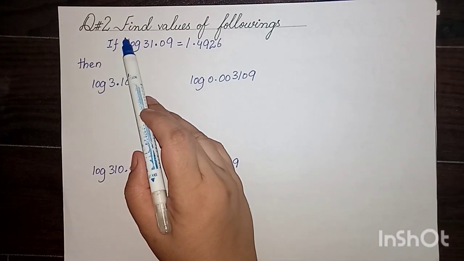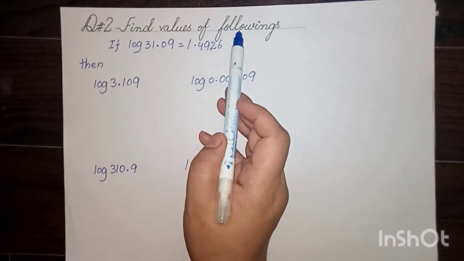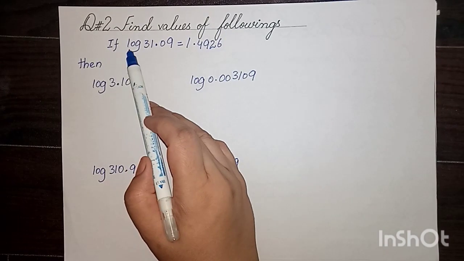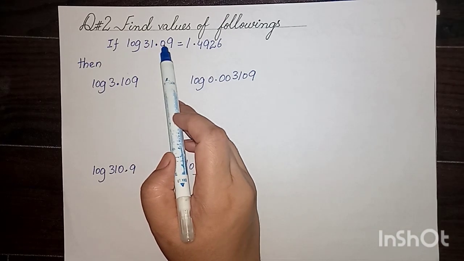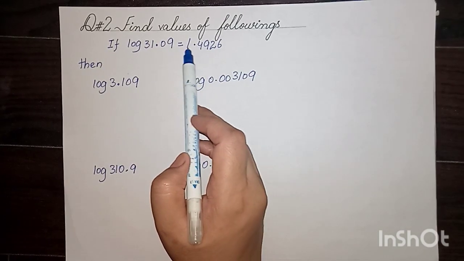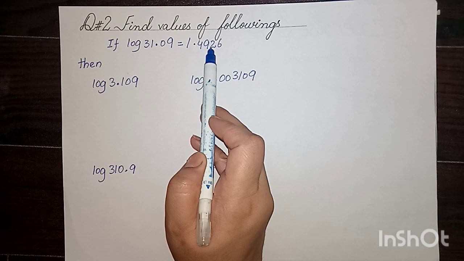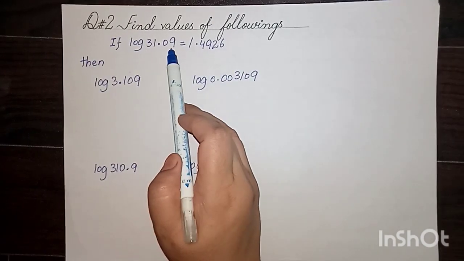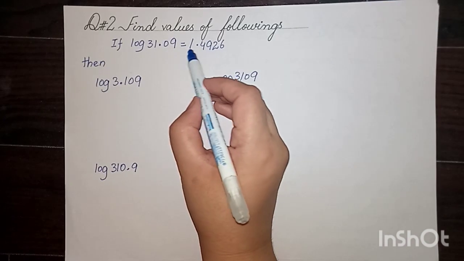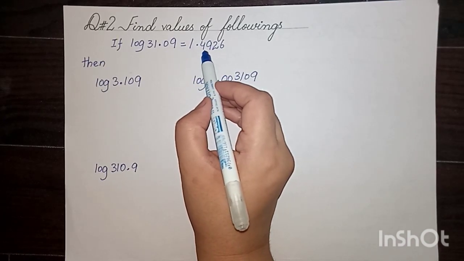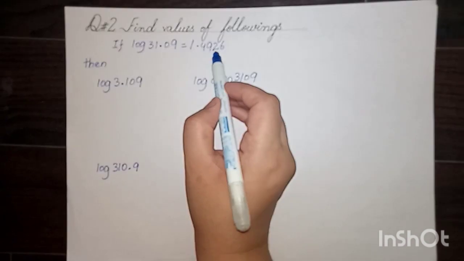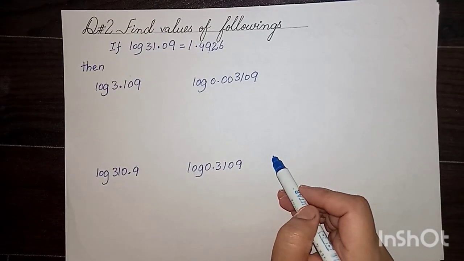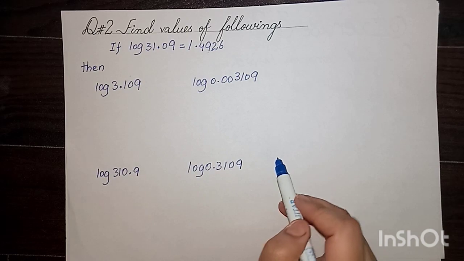For the second question, question number 2, find the values of the following. The condition given is that log of 31.09 is equal to 1.4926. This is the answer for this value, meaning its characteristic is equal to 1 and the mantissa is equal to 4926. Then we will find the values of these 4 values.